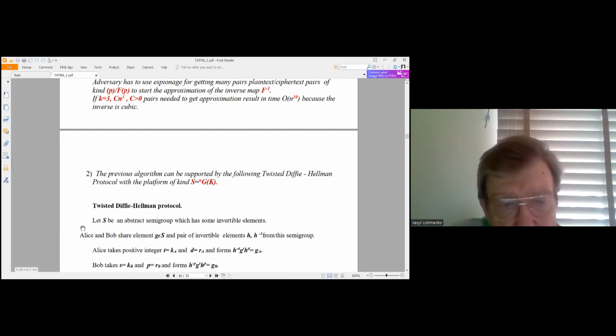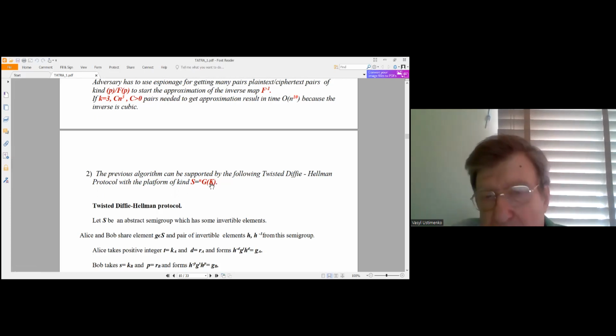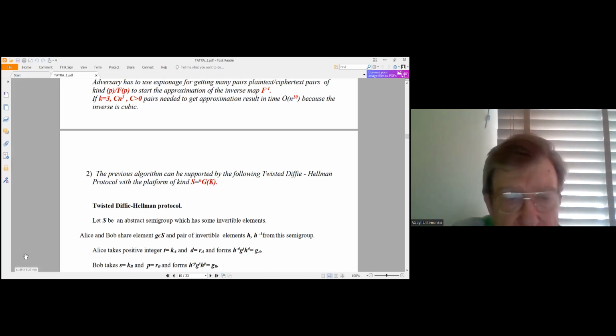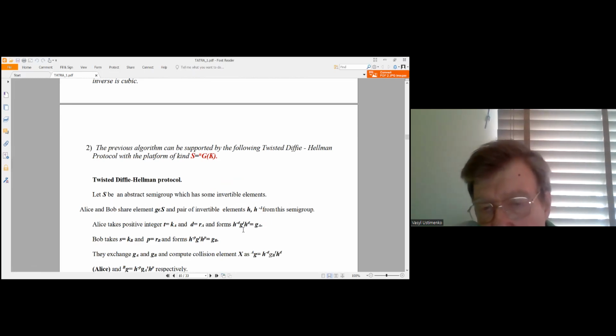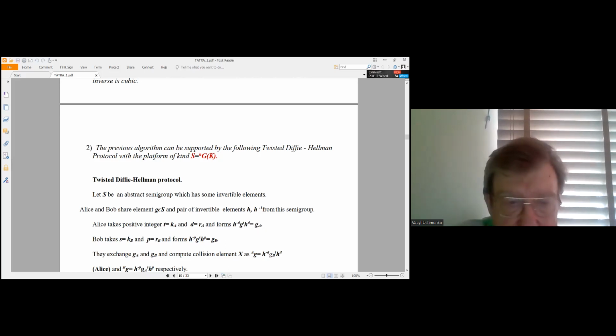Actually, it will be formulated for an abstract semigroup, but we will use this group G(n,K) of quadratic transformations. So Alice and Bob share an element G from this group and an invertible element H. In our case of a group, both of them are, of course, invertible. This agreement about G and H goes via an open channel. Alice takes positive integers ka and ra. She raises G to the power ka and conjugates with H to the power minus ra, so she gets Ga, this transformation, and she sends it to her partner.